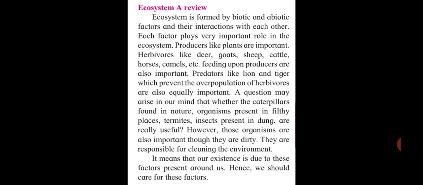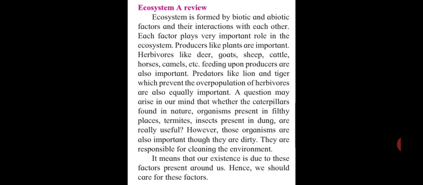So what one should understand from this is that the ecosystem, which is a part of our environment, consists of many factors. As it is mentioned, biotic and abiotic factors are very important role players in the ecosystem which maintain our ecosystem. Now the factors are divided as producers and consumers. So plants are producers, and all those organisms which depend on plants, and the other organisms which depend on the organisms which depend on the plants, are called consumers.